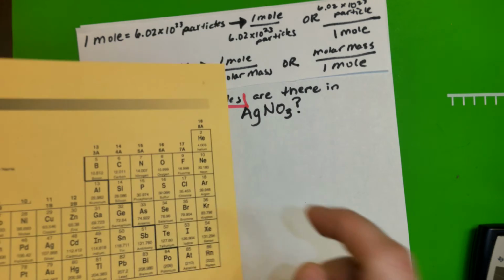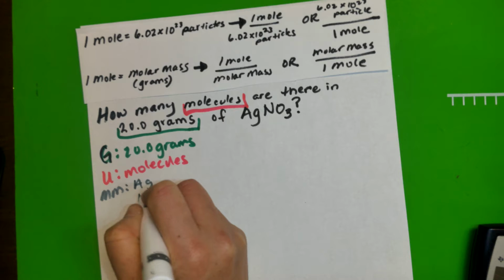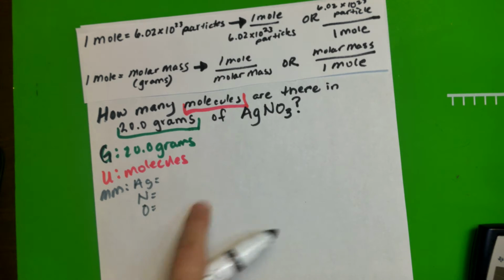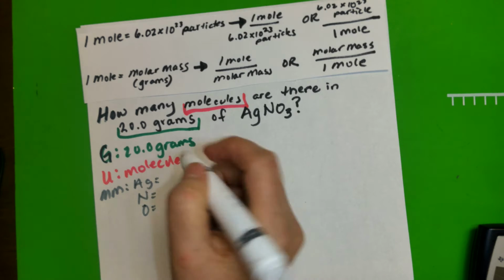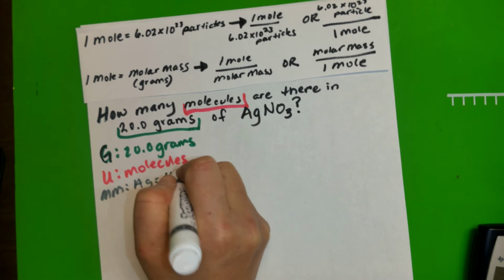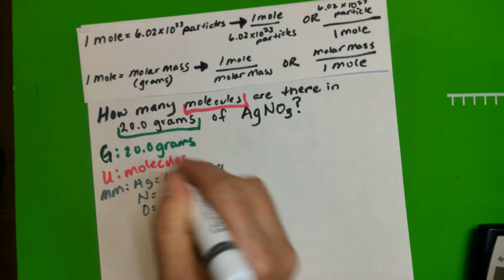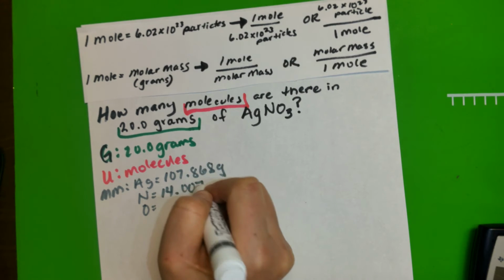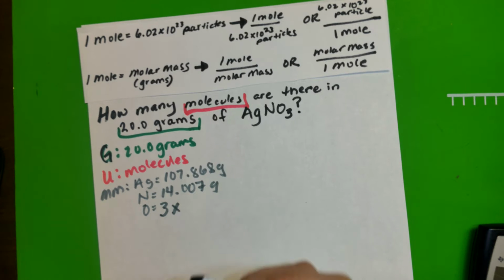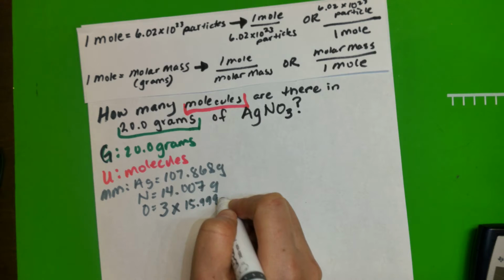Okay, so let's go ahead and set it up. It would be Ag, nitrogen, and then oxygen. Instead of putting one times, I'm just going to go straight to it. You should know that every atom is that much. So it will be 107.868 grams. Nitrogen has 14.007 grams. And then oxygen has three of them, so you need to multiply by 15.999 grams.